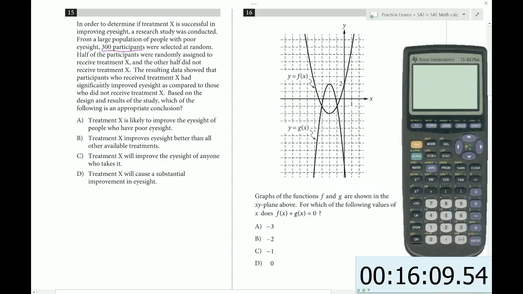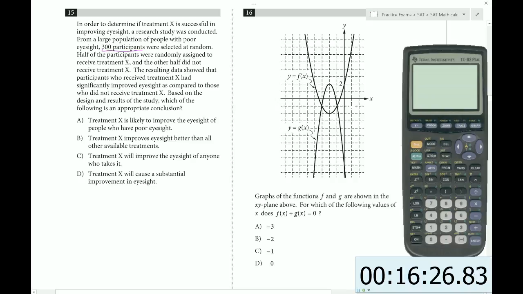The resulting data showed that participants who received the treatment X had significantly improved eyesight as compared to those who did not receive treatment X. Based on the design and results of the study, which of the following is an appropriate conclusion?